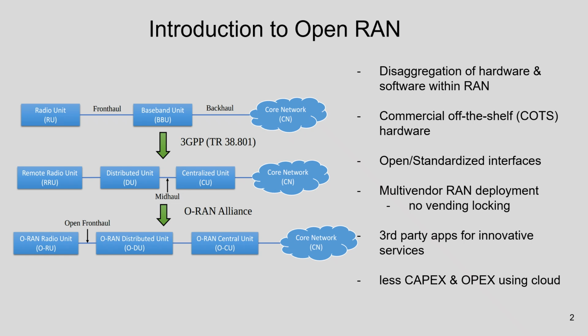A few of the benefits of Open RAN are: Open RAN is built using commercial off-the-shelf hardware, and it promotes open and standardized interfaces, which promote the use of multi-vendor RAN deployments, which means it removes vendor lock-in. And also, it tries to accelerate innovation in RAN by using third-party apps. And also, it tries to reduce the capital expenditure and operational expenditure using a cloud-native approach.